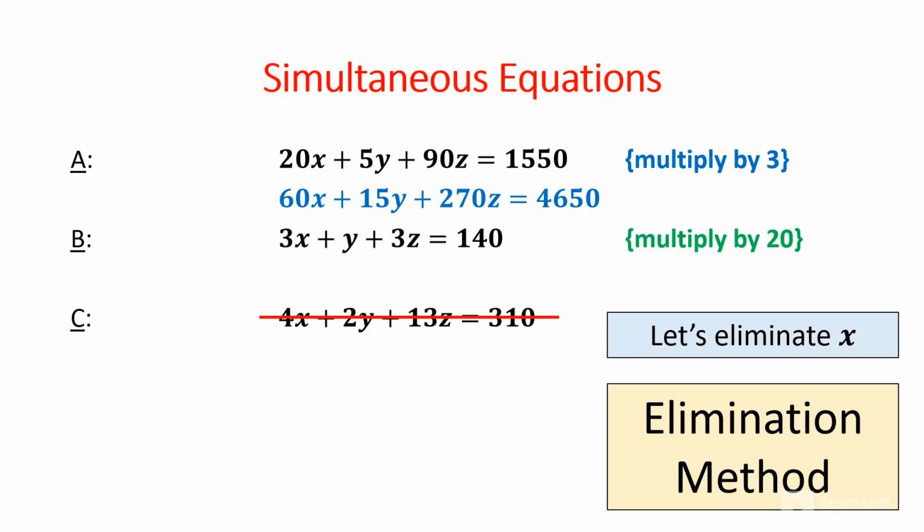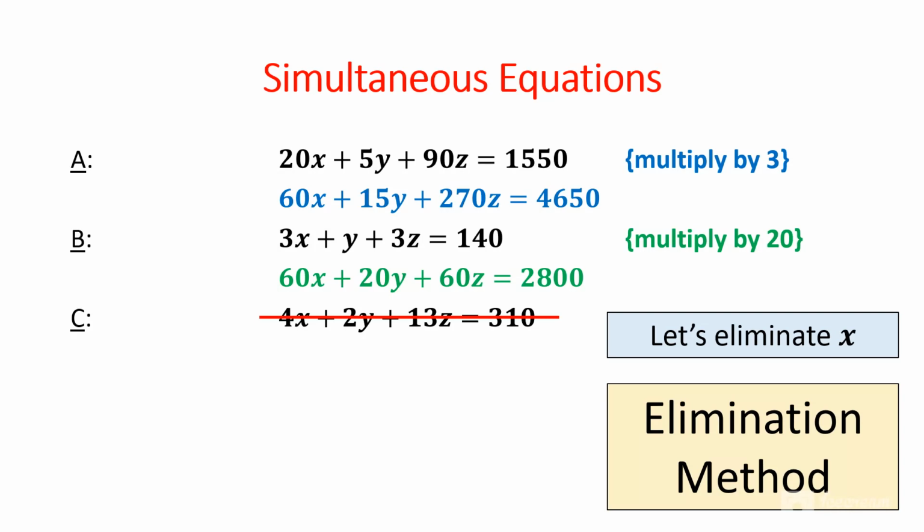Right, now we're going to move on to equation B. And we're going to multiply everything by 20. Why is everything getting times by 20? Because the coefficient of x is the one we're trying to eliminate, and the coefficient in the other equation is 20. So 3x times 20, y times 20, 3z times 20, and 140 times 20.